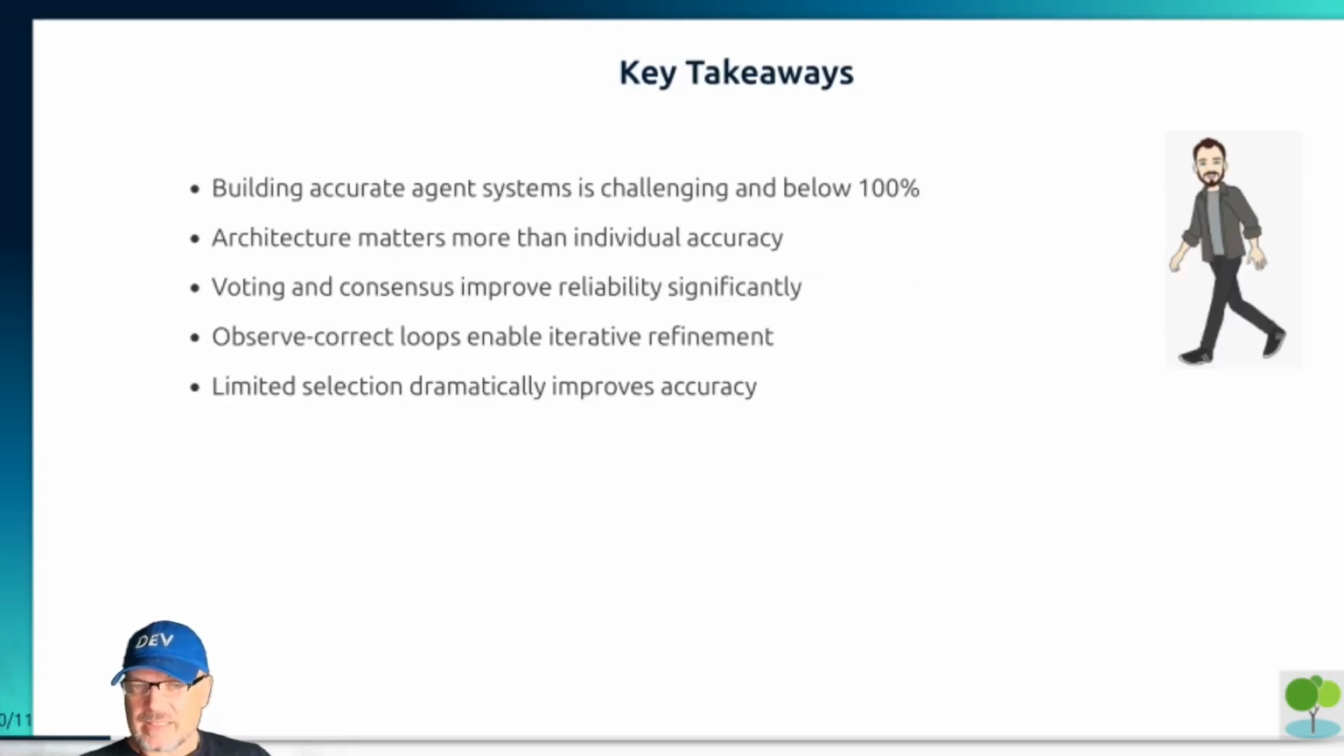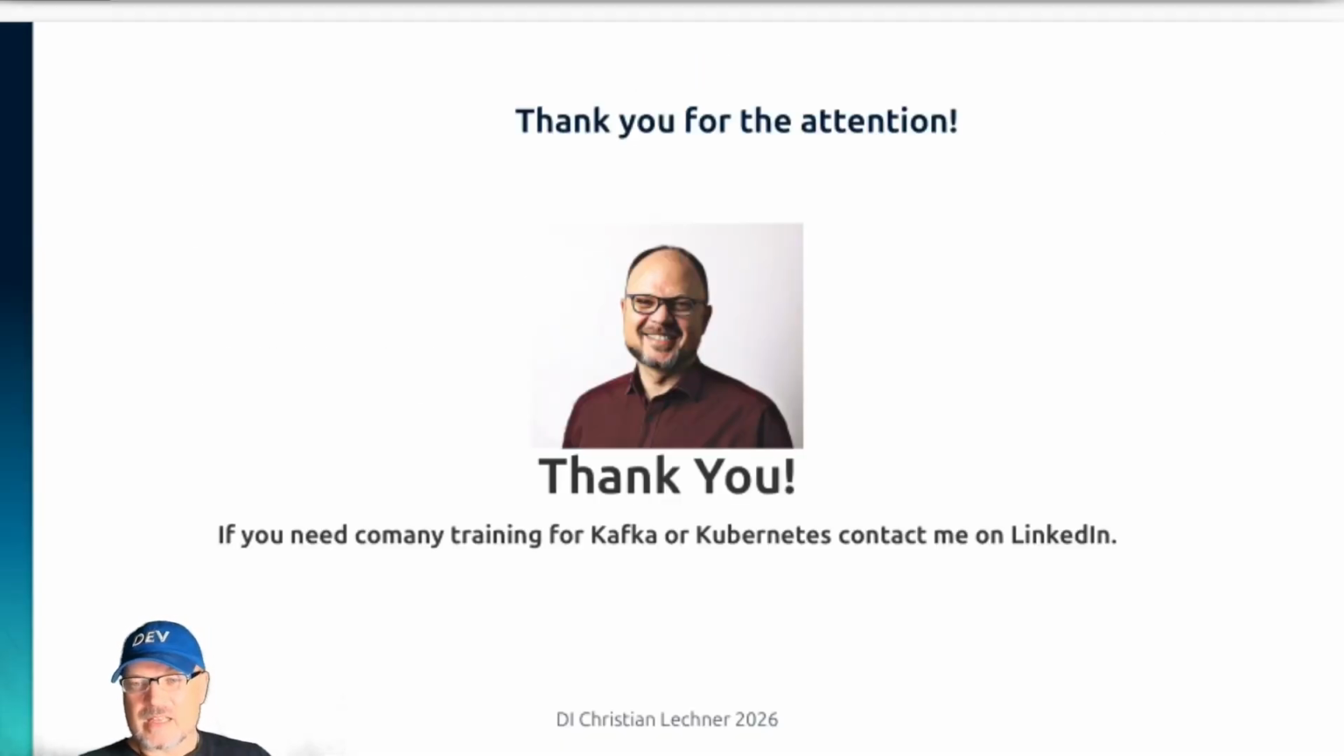The key takeaways are that building very correct agent systems is quite challenging, and you will always be below 100% accuracy. Just adding more and more agents will not help. You need an architecture, which matters, and it helps to increase accuracy. Voting or retry loops help, as shown with the numbers. And limited selection dramatically improves accuracy. I hope this was interesting and helpful for you.